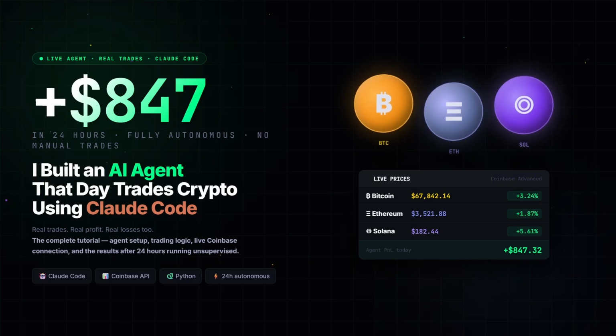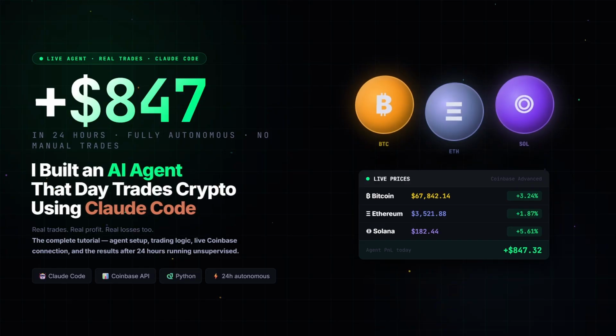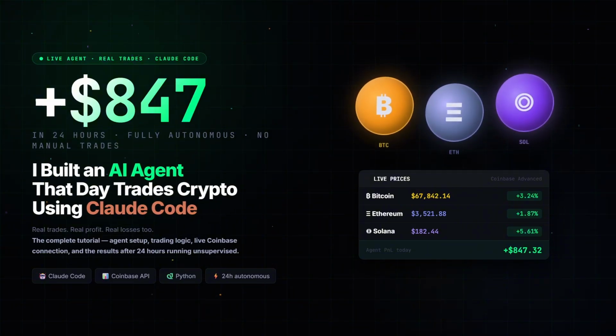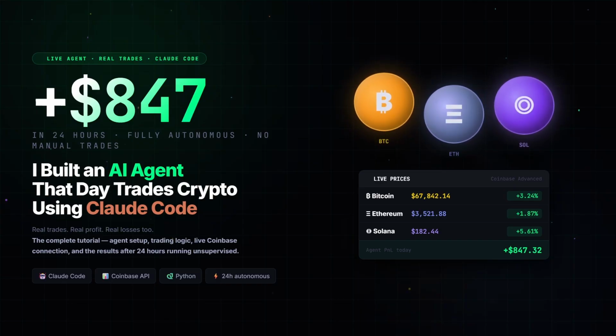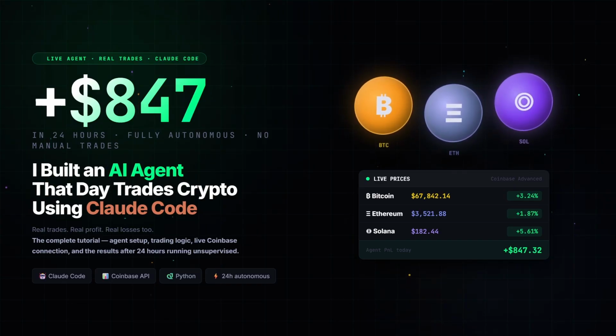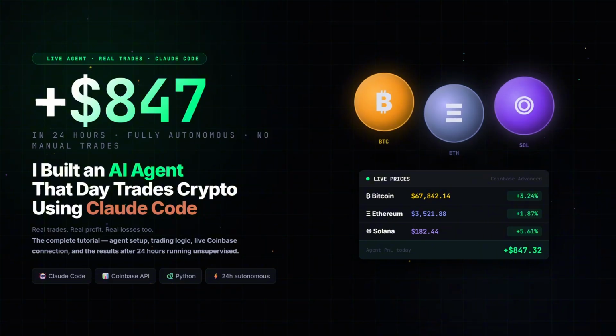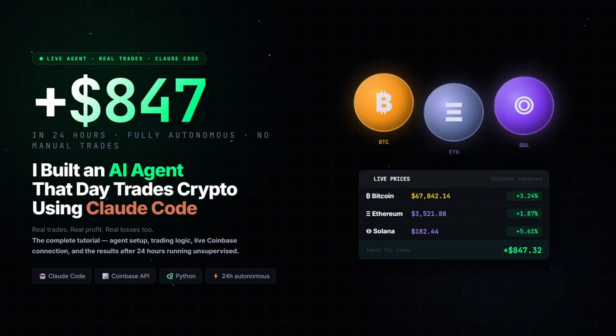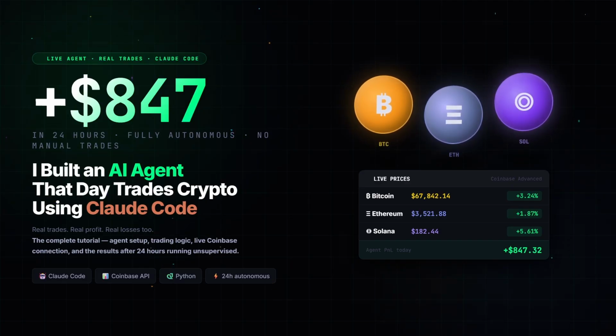I built an AI agent using Claude Code that trades crypto completely on its own. No manual orders, no watching charts, no human input whatsoever. It runs every 15 minutes, 24 hours a day, fetching live market data, analyzing the indicators, making a decision, and executing real trades on Coinbase. After 24 hours running unsupervised, $847 profit. Here is exactly how I built it.